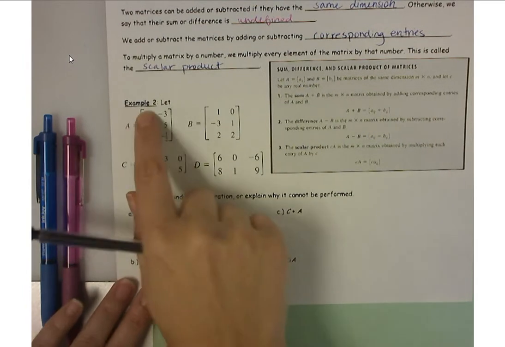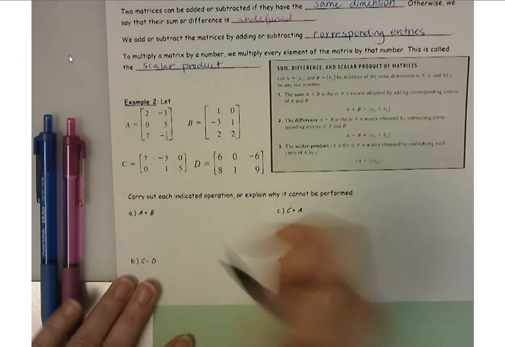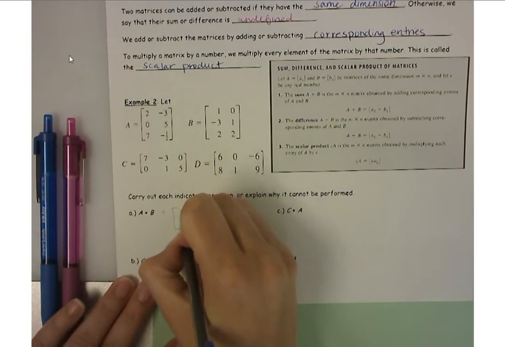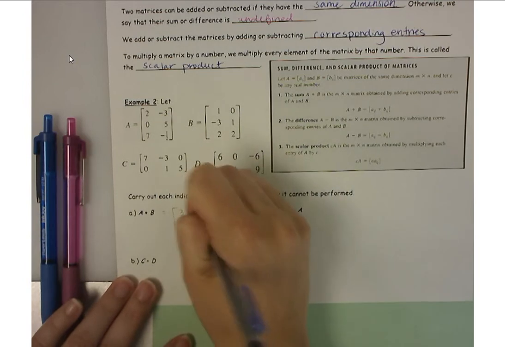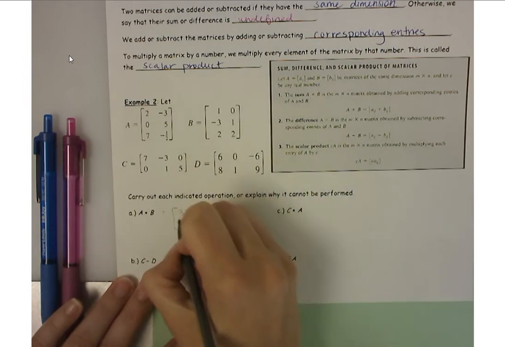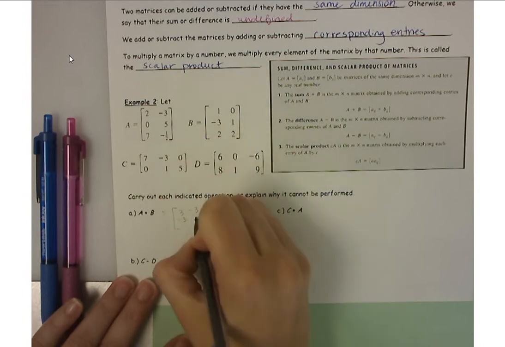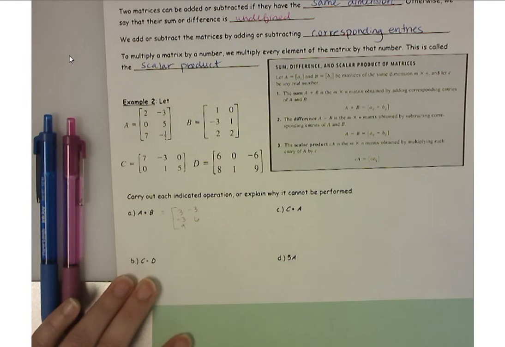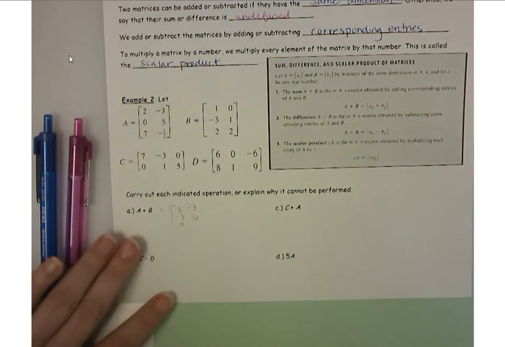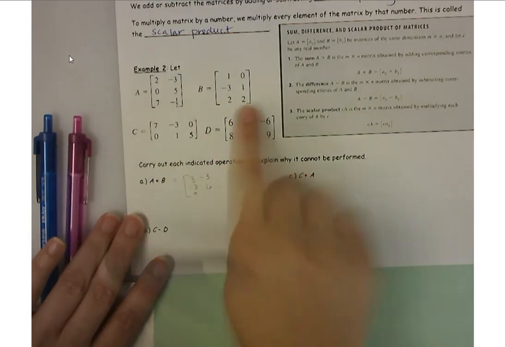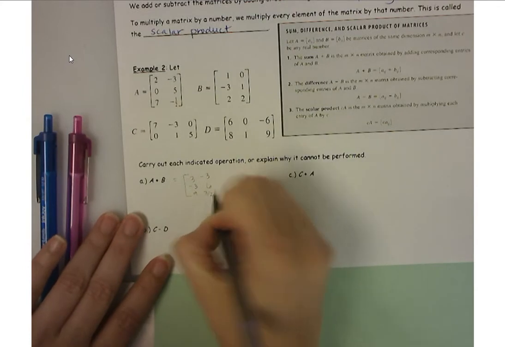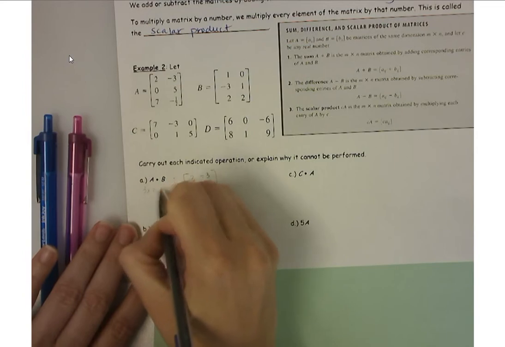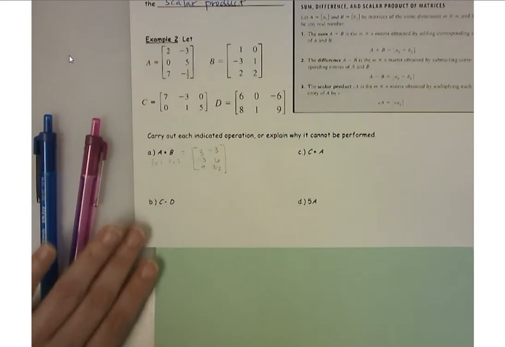So when you're adding A and B, you add 2 plus 1, and what'd you get? 3. Negative 3 plus 0, negative 3. 0 plus negative 3 is negative 3. 5 plus 1 is 6. 7 plus 2 is 9. Negative 1/2 plus 2. We're going to leave that as an improper fraction. So it'll be 3 over 2. Okay, and then both of these matrices are 3 by 2. So a 3 by 2 and a 3 by 2, we can add those together.